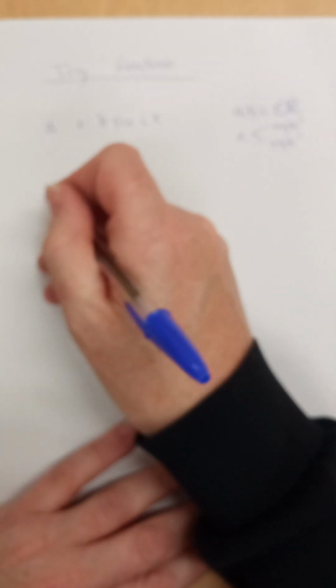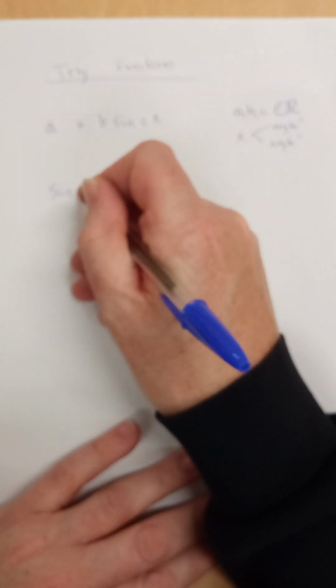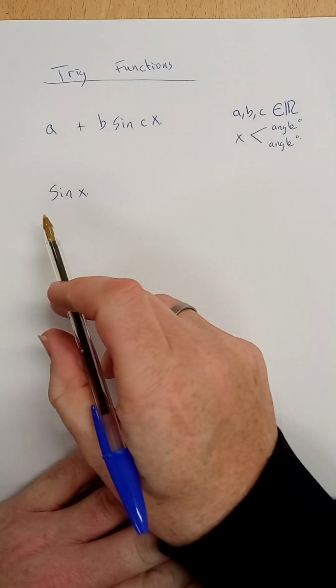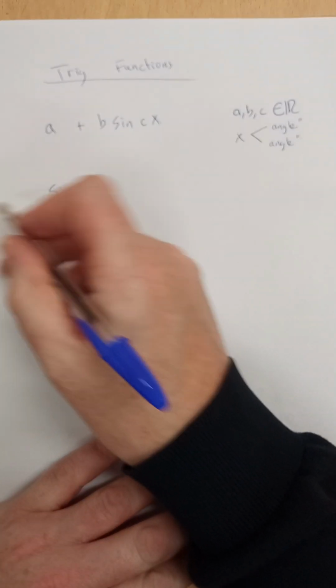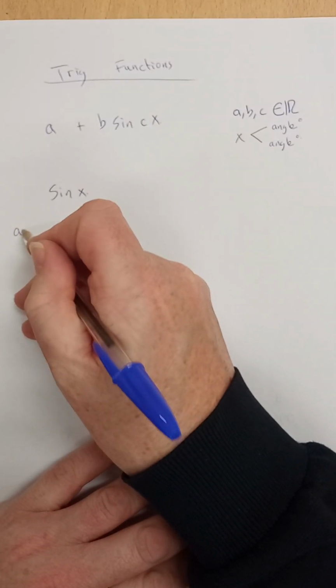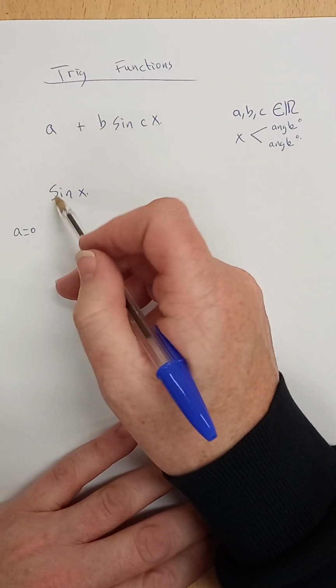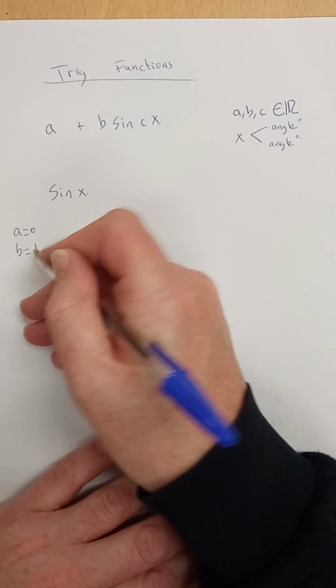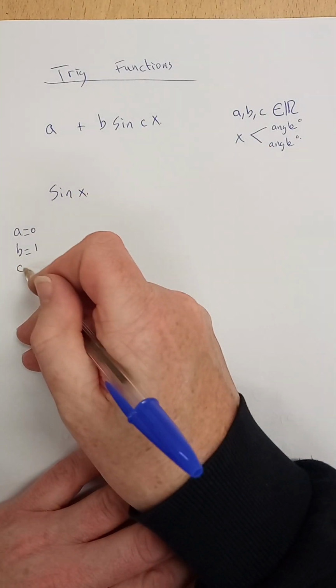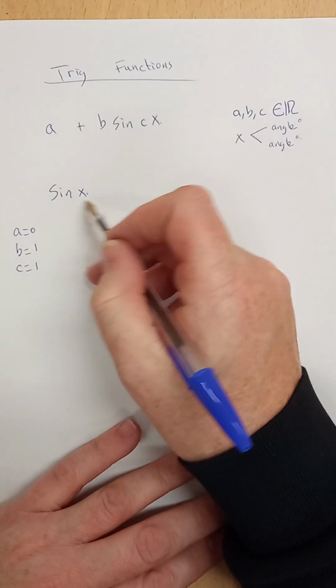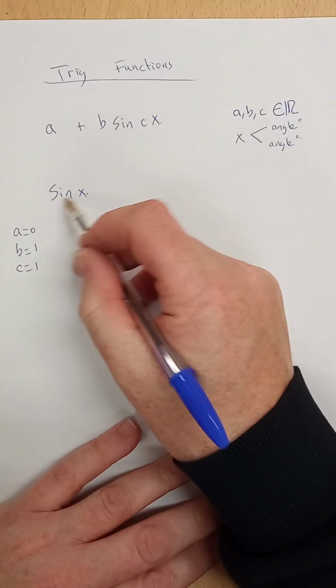So this would be one like this, sine of x. Okay, so in this case, the a value, there's nothing in front of it, so the a value would be 0. The b value is whatever number is in front of this sine, so the b value would be 1, and the c value would also be 1. Okay, so that would be the structure of something like this.